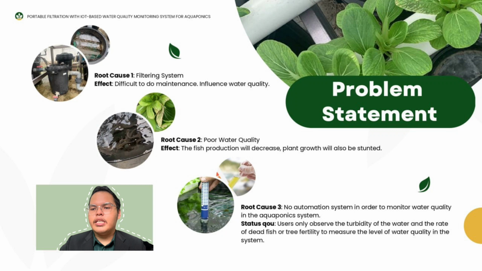So for the problem statement, it shows three root causes. The first one is the traditional filtering system. It is difficult to maintain and influences water quality. When it influences water quality, it produces root cause number 2, which is poor water quality, and the effect is that fish production will decrease and plant growth will also be stunted. Root cause number 3 is no automation system to monitor water quality in the aquaponic system. Users only observe by their eyes the turbidity of the water and the rate of dead fish or tree fertility to measure the level of water quality in the system.